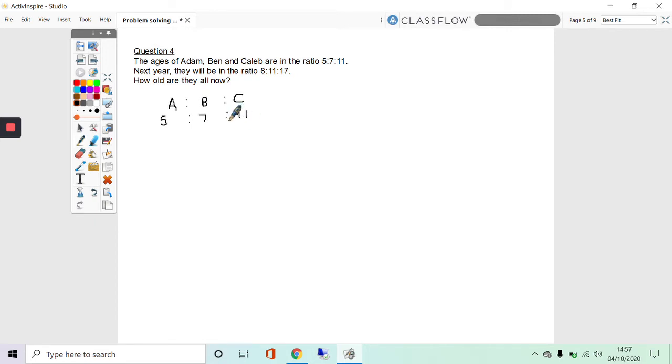Now I don't have any age for them. I don't know what one share is worth. So I'm going to call one share of the ratio x. So I'm going to say that at the moment Adam is 5x years old, Ben is 7x years old, and Caleb is 11x years old. And then I'm going to look at what's going to happen next year.